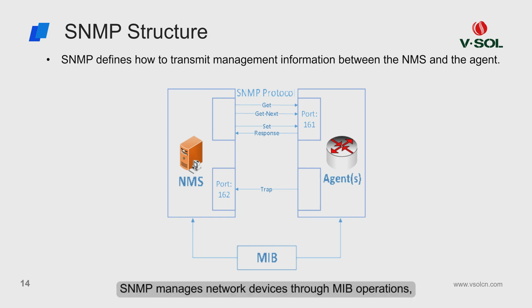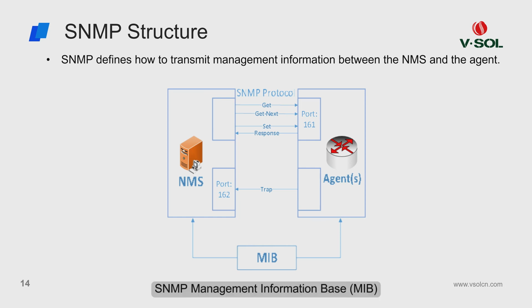SNMP manages network devices through MIB operations, such as get, read information; set, change information; get next, read the next variable instance; and trap. The agent sends event alarms to the NMS.